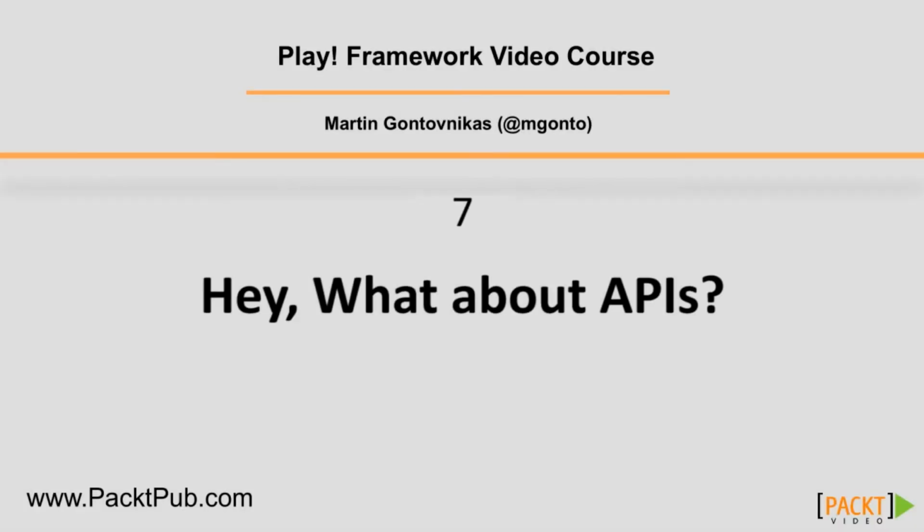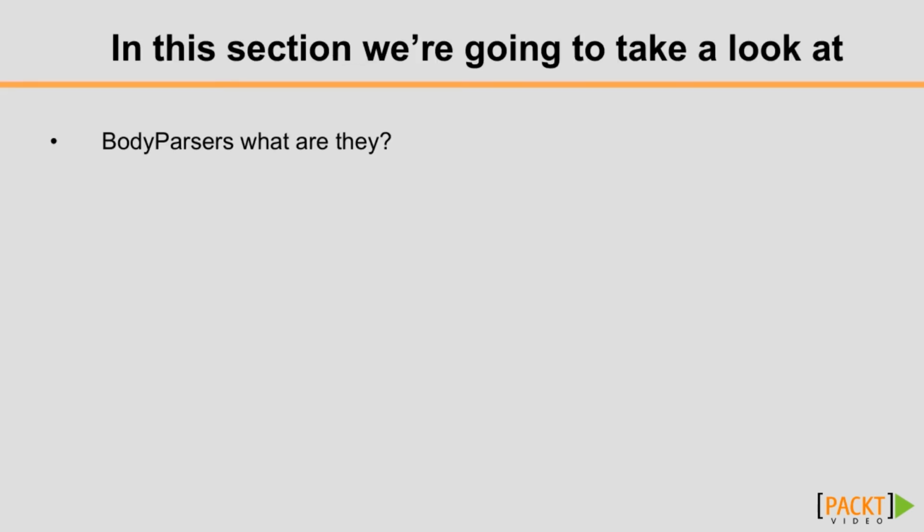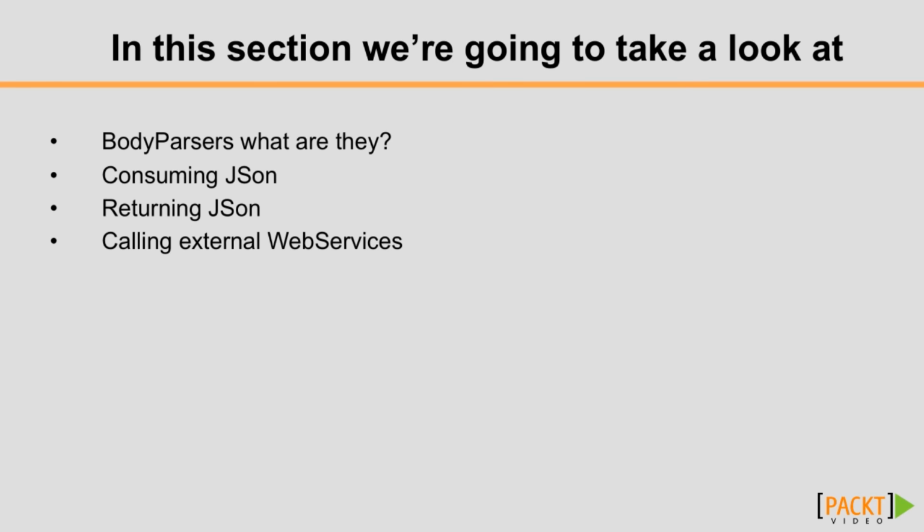Hi. In this section, we're going to learn a lot about APIs and JSON. What we're going to learn is what body parsers are and how do we use them. Then we're going to consume some JSON in our agendas application. We're going to return some JSON. We're going to then call some external web services. And finally, we're going to use async results.